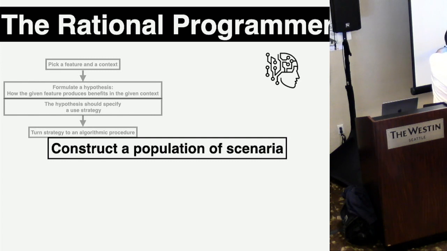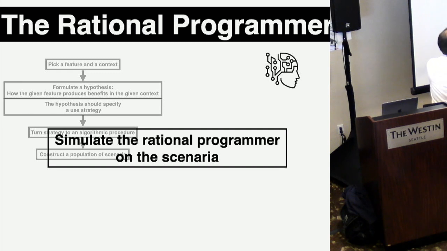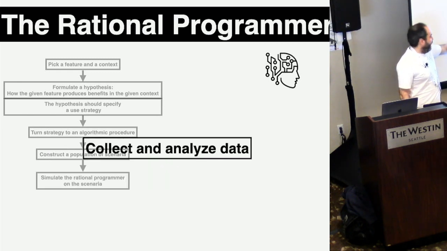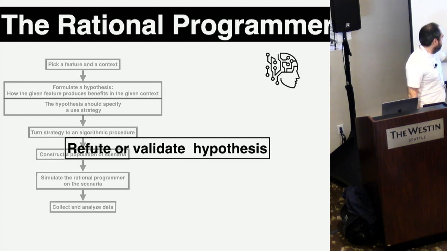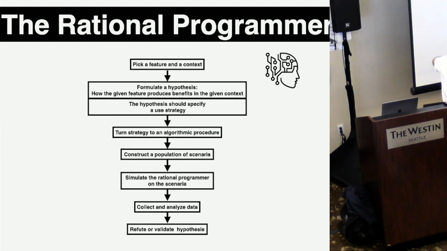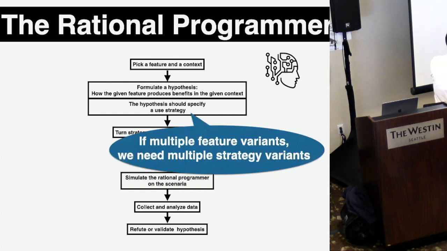Given this algorithmic procedure, we go and construct populations of scenarios, let's say debugging scenarios, for the particular running example of gradual typing and debugging. And then we can run a simulation. And from the data we get and analyze, we can go back and examine our hypothesis, whether we refute it or validate it. Okay? So, this is the pipeline. It's an instance of the scientific method, pretty much, with simulation at its core. I presented this as something that we can use.